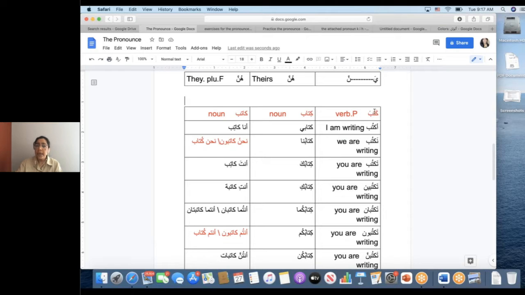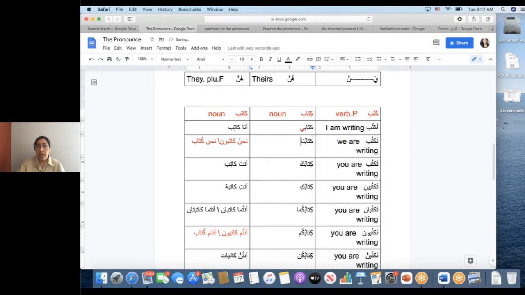So kataba, and I ask you to make it present tense: if I am writing, aktubu. Aktubu means I am writing. What you did here is just add hamza. Kitab, and I want you to make it ownership. Once you look, it's a noun. What do we need to make it possessive? You will say kitabi. You add ya at the end of kitab. See what you did?